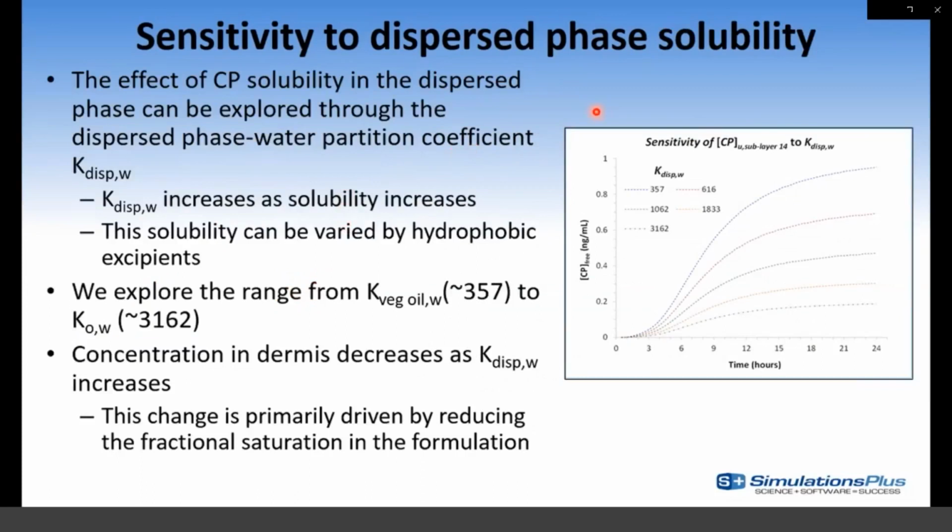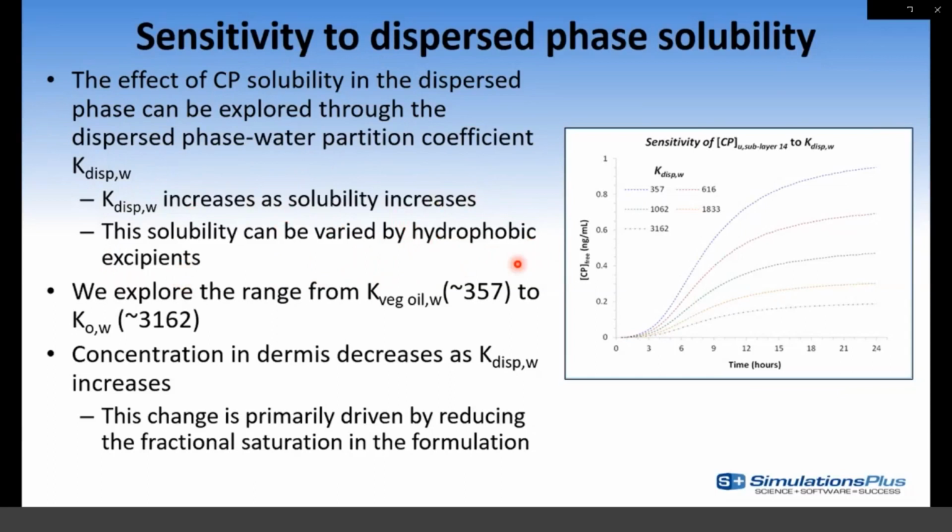The second parameter that we looked at was the dispersed phase partition coefficient. In this case, we use this as a way to explore the solubility of clobetasol in the dispersed phase. So these two attributes will be linked to each other. The dispersed phase partition coefficient increases as solubility increases. And in terms of actual formulation design, the solubility would be varied by changing the hydrophobic excipients.